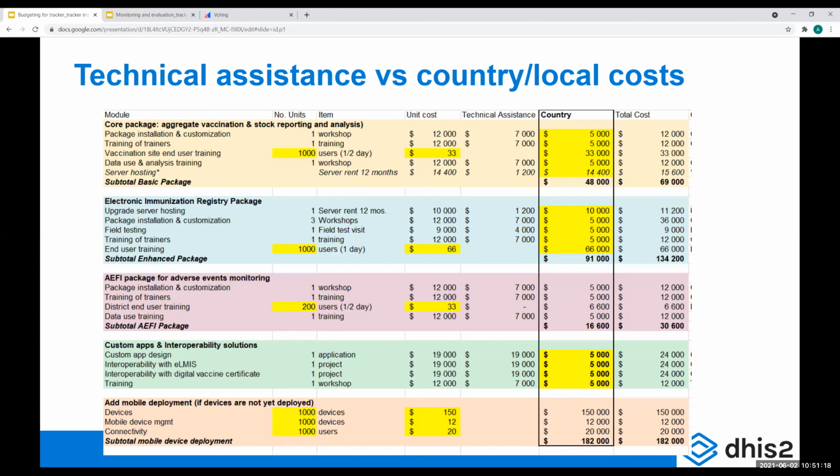I'll get to your question afterwards, Abdul. In the bottom here, you also have costs for mobile deployment if you don't already have devices deployed. So you would enter in costs for devices, and mobile device management to make sure you're keeping track of the 1,000 phones that you have put out into the world. You need to ensure that you can update them from a central place, or that you know if they're functioning or not, who owns them, etc. Mobile device management has a cost, and so does connectivity.